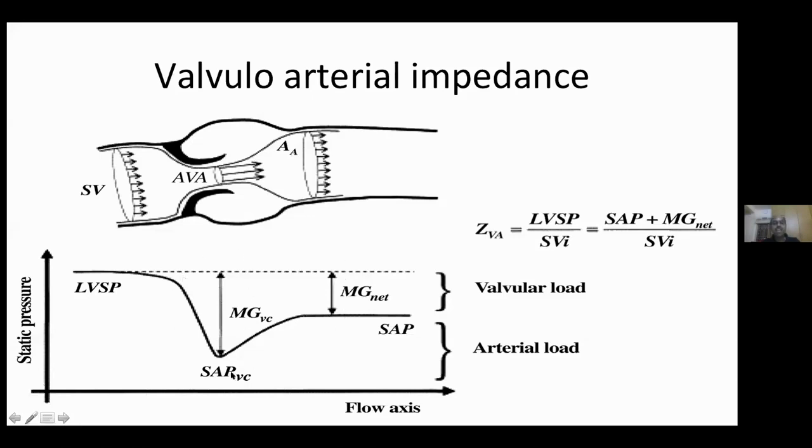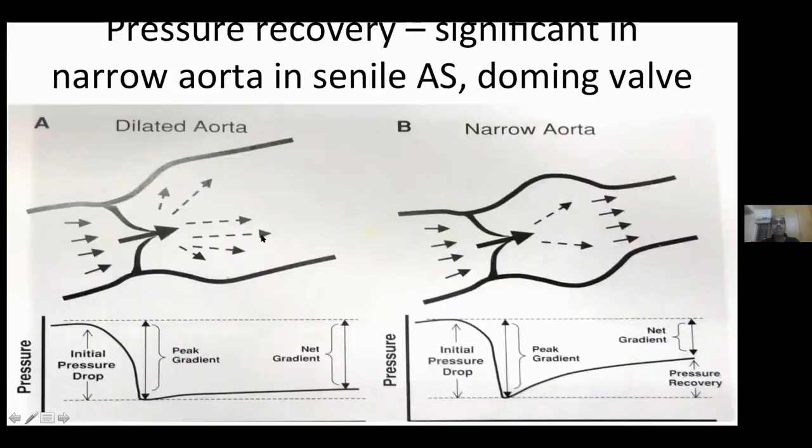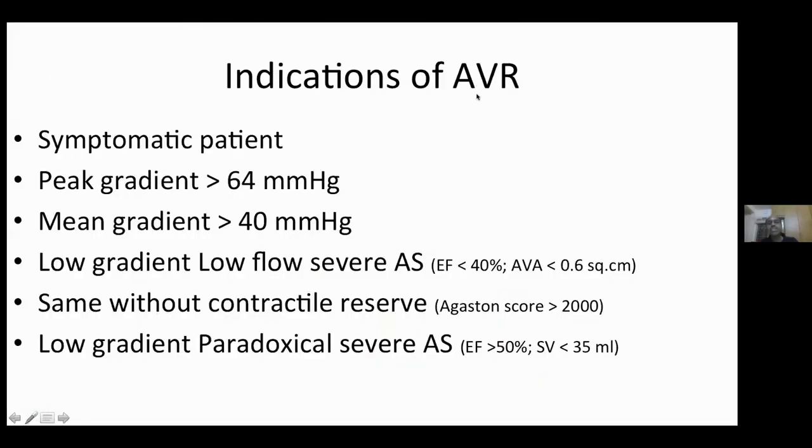But this is the gradient that we'll be getting on echocardiography during the peak instantaneous Doppler. We already mentioned that a dilated aorta will have less pressure recovery, and a smaller aorta as seen in senile calcific aortic stenosis will have a better pressure recovery. So the indications of aortic valve replacement will be peak gradient of more than 64, mean gradient of more than 40 in a symptomatic patient.